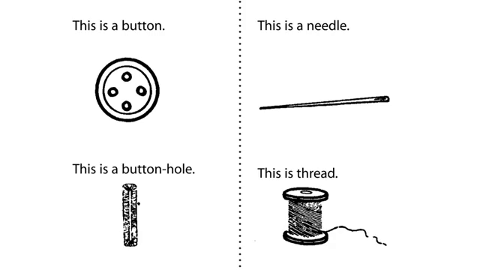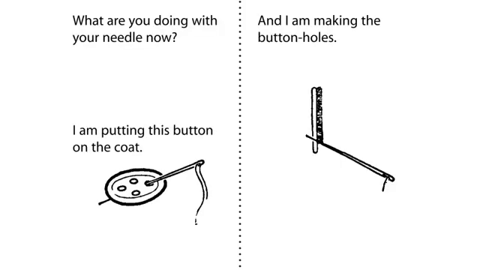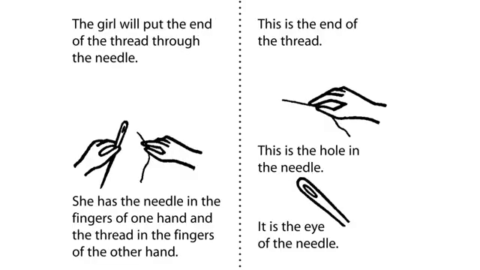This is a needle. This is thread. What are you doing with your needle now? I am putting this button on the coat, and I am making the buttonholes. The girl will put the end of the thread through the needle. She has the needle in the fingers of one hand and the thread in the fingers of the other hand.